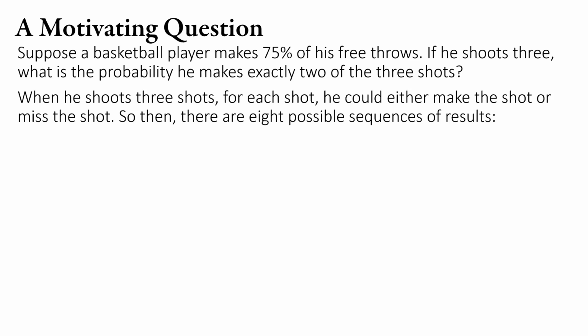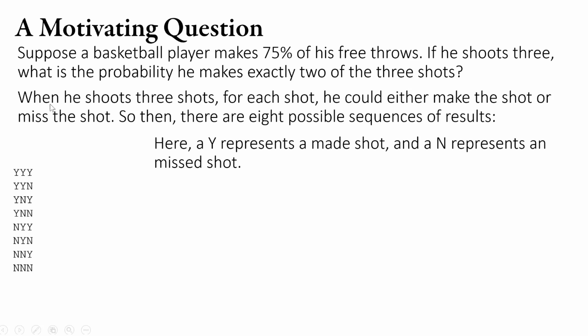So when he shoots 3 shots, for each shot he could either make the shot or miss the shot. So there's 2 possible things that could happen on the first shot, 2 on the second, 2 on the third. 2 times 2 times 2 is 8. So there's 8 possible sequences of results. And there they are. Now here, a Y represents a made shot and an N represents a missed shot. So this would mean he made all 3. This would mean he missed all 3.